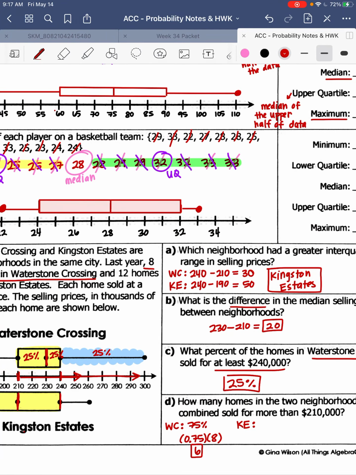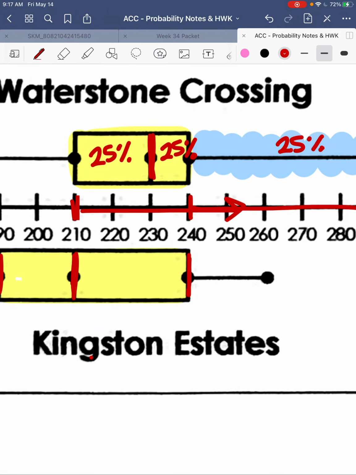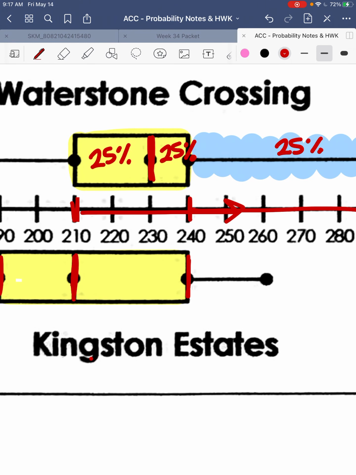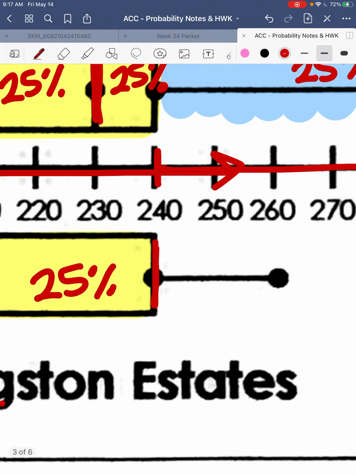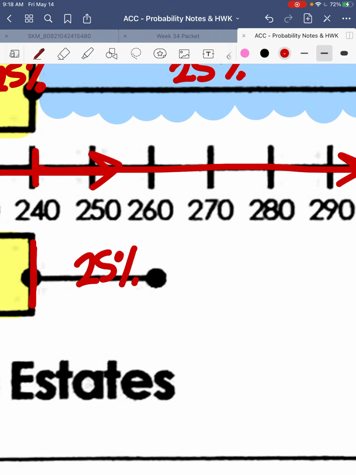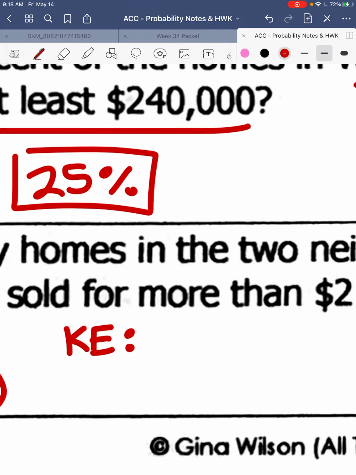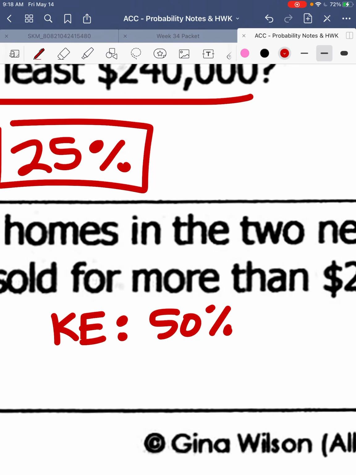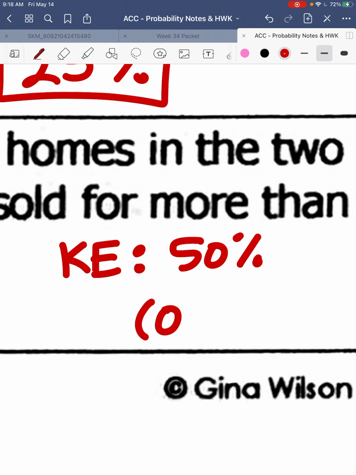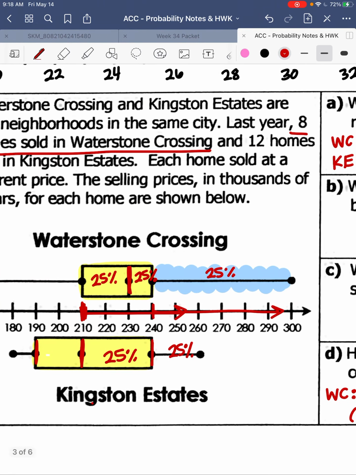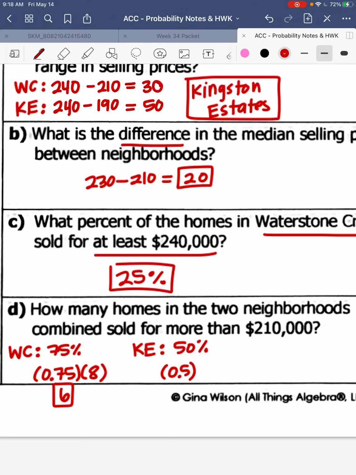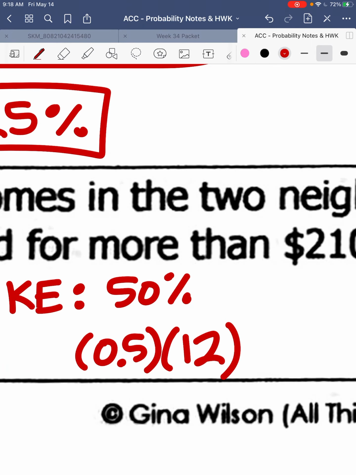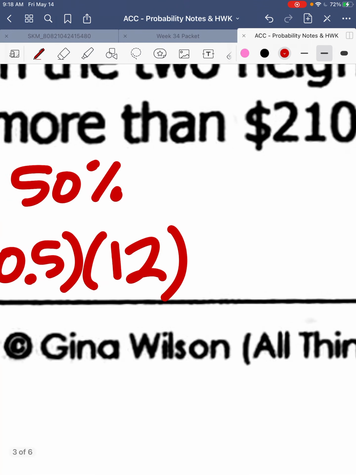Okay, now let's talk about Kingston Estates. So let's first find our percentages of homes that sold for more than $210,000. Well, $210,000 is again right here, so that's where our median is. So 25% are here, and another 25% are here. So that's just 50%. So how do I represent that as a decimal? 0.5, and I'm going to multiply that by the number of homes that sold in that neighborhood. And it tells us that 12 homes sold in Kingston Estates. So 0.5 times 12, I know is going to be 6.